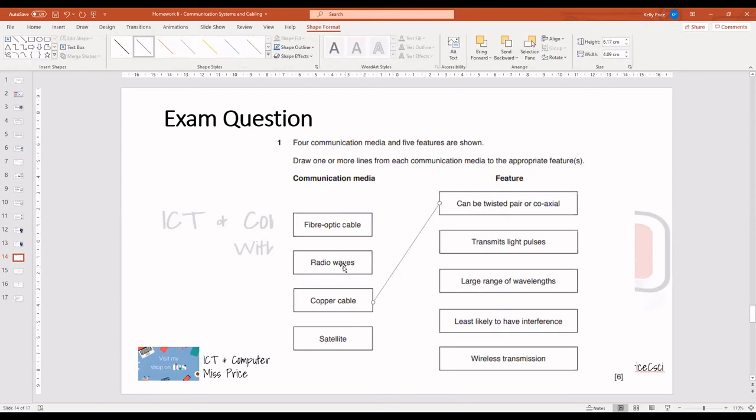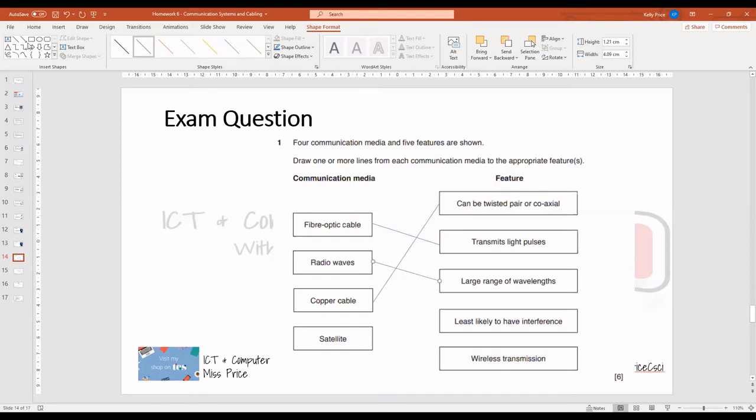I'm going to draw a line there straight away. Okay, now the next one, I know fibre optic transmits light pulses. I've just read it. Okay, and now I'm going to look at these two, so the radio waves and the satellite. It says satellite is wireless transmission, least likely to have interference and a large range of wavelengths. Okay, large range of wavelengths I would definitely say is radio waves.